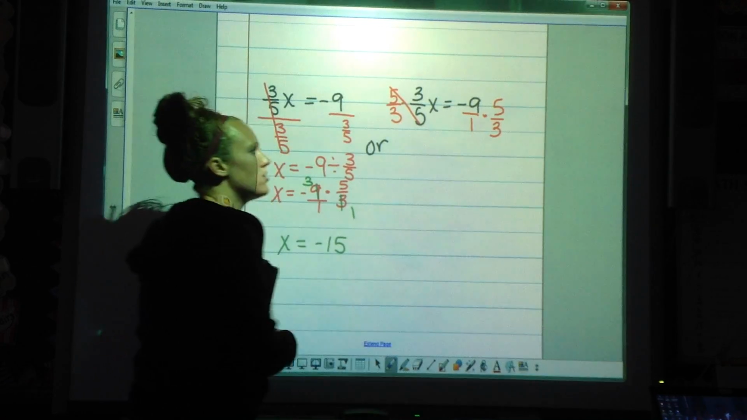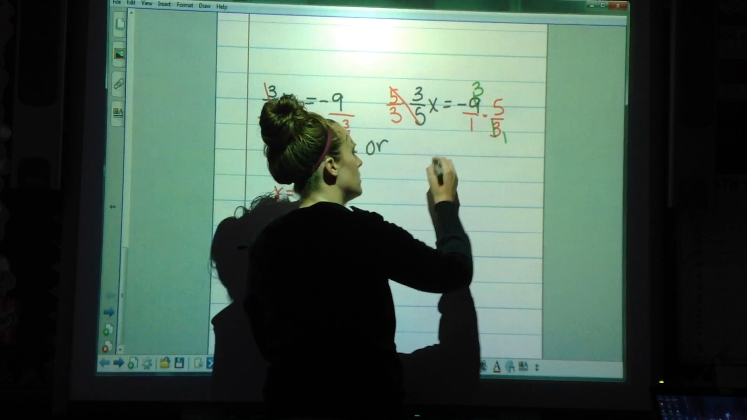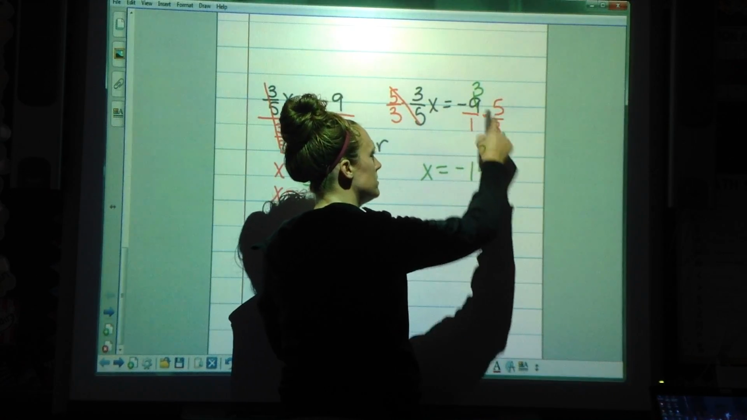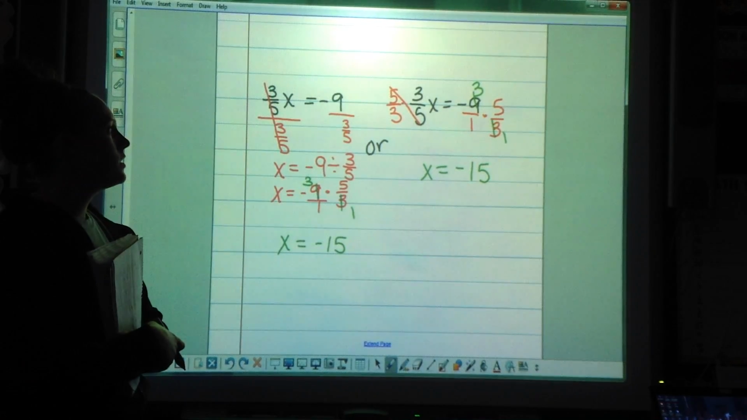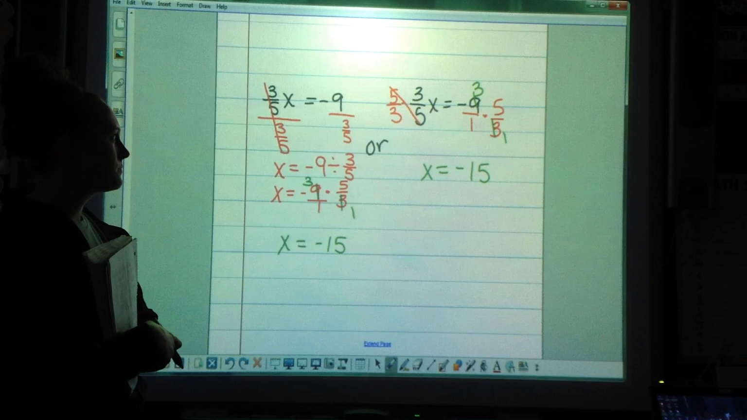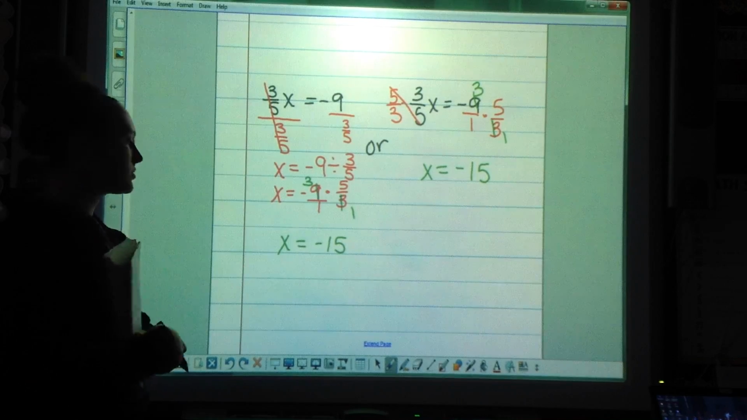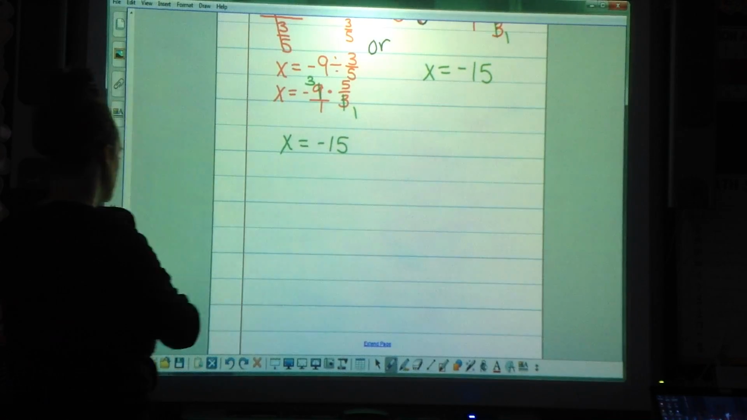Again, you can multiply straight across or you can cross reduce. Negative 3 times 5 is negative 15. 1 times 1, you can put it over 1. Either way, you're going to get the same answer. I suggest when you get to problems that have fractions in it and you're supposed to divide, multiplying by the reciprocal instead. Let's just check this to make sure that we have the right answer.